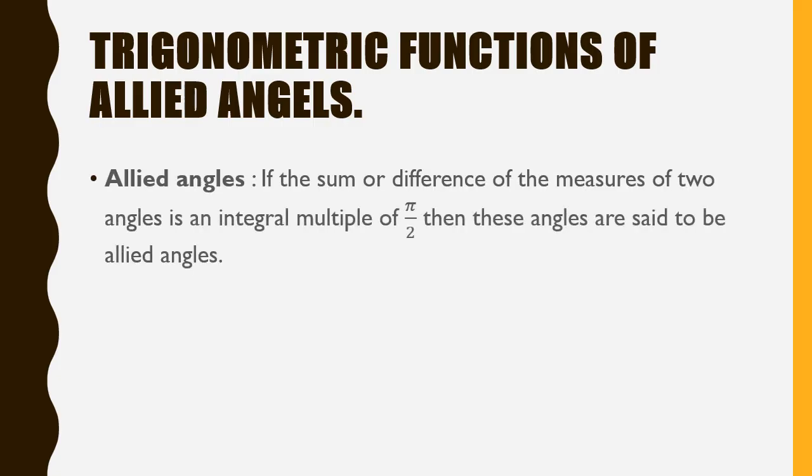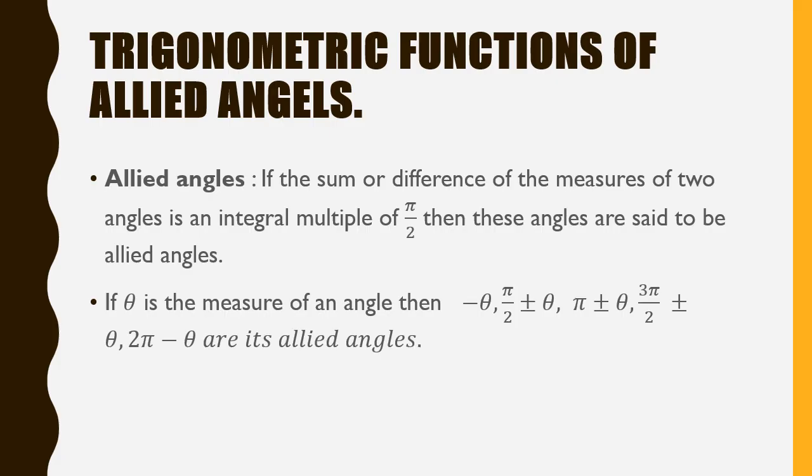Right, an allied angle is when you can write an angle as a sum or difference of the measure of two angles, where one is an integral multiple of 90 or pi by 2. Then these angles are called allied angles. For example, minus theta, pi by 2 plus or minus theta, pi plus or minus theta, 3 pi by 2 plus or minus theta, 2 pi minus theta. All these are allied angles. For example, 120 you can write as what? 90 plus 30, correct? Or even you can write it as 180 minus 60, right?